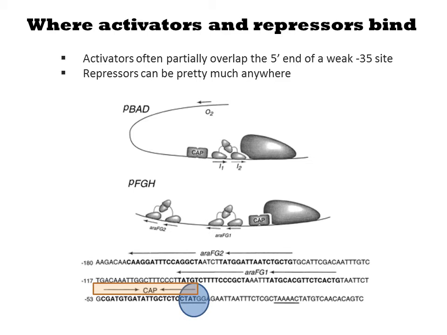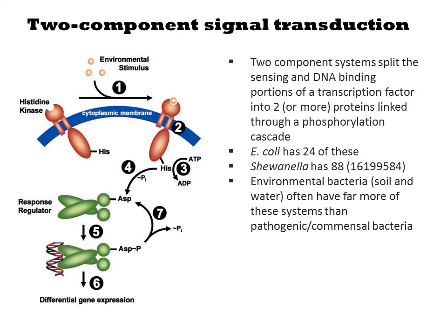AraC represents one class of transcription factor in which there is one polypeptide that binds to DNA and it also binds to a small molecule. Another class of transcription factor splits the sensing and DNA binding portions of the transcription factor into two different proteins that interact through phosphorylation cascades. One component, the histidine kinase, binds ATP and can transfer the gamma phosphate to the response regulator. The response regulator in turn binds to DNA in a way that depends on its phosphorylation state. Whether or not the histidine kinase does this phosphorylation reaction depends on some stimulus, such as binding to a small molecular ion.